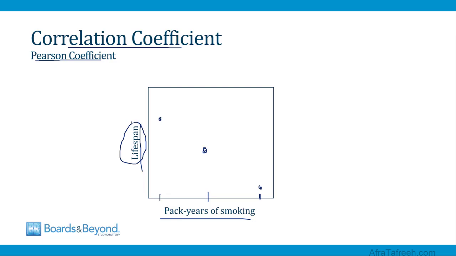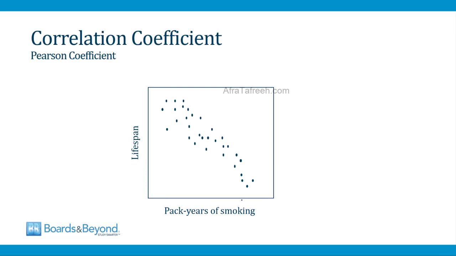Now, if the only thing that determined lifespan was pack years of smoking, if nothing else mattered, then the relationship between pack years of smoking and lifespan would look something like this. It would essentially be a straight line. But in reality, many things contribute to lifespan, not just smoking. So the actual relationship between pack years of smoking and lifespan looks more like this.